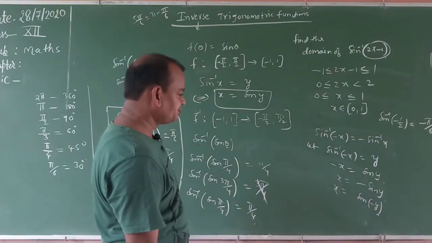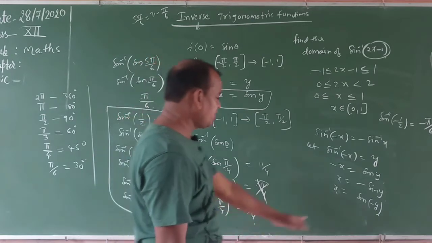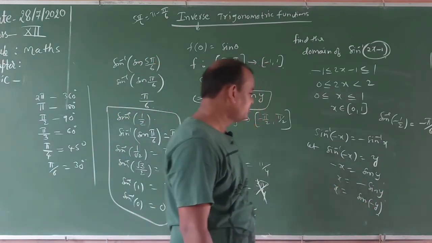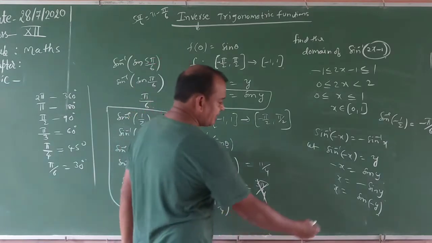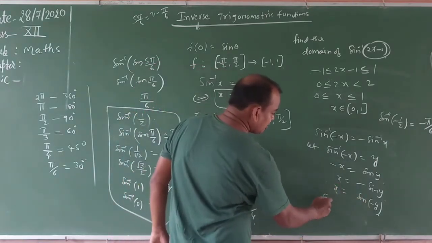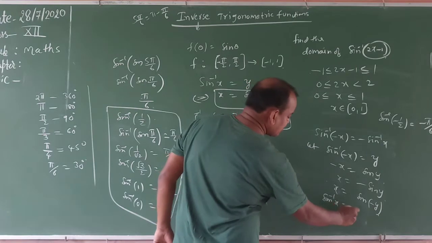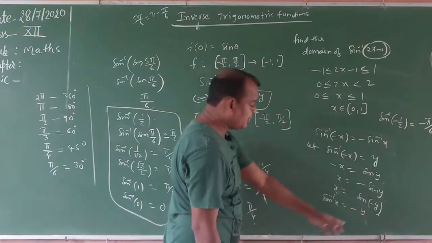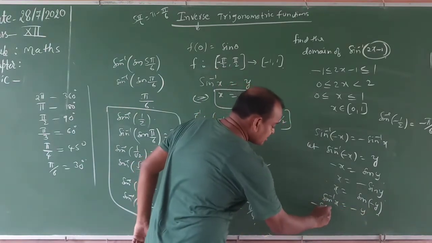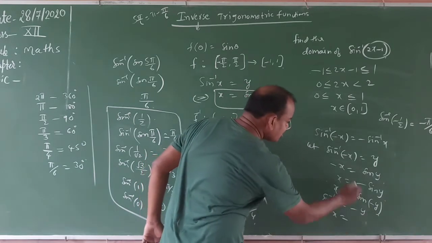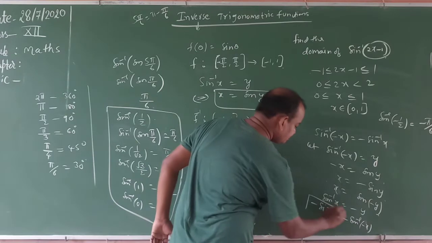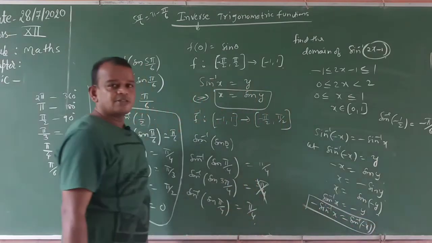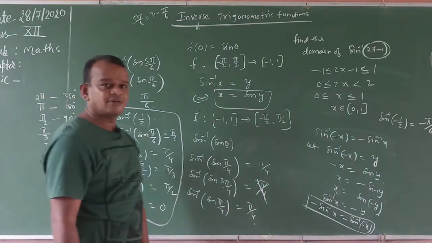X is equal to minus sin y means sin of minus y. Say yes or no? Sin of minus theta equals minus sin theta. Yes. Again, sin inverse of x is equal to minus y. Multiplying by minus, minus sin inverse of x is equal to y. What is y? Sin inverse of minus x. So sin inverse of minus x is equal to minus sin inverse of x.